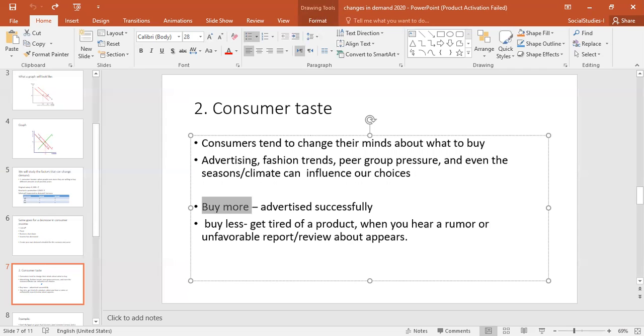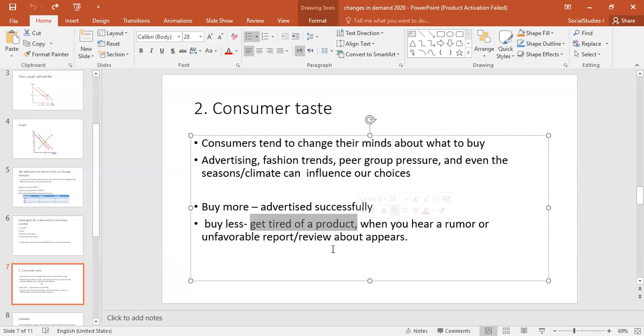Okay. When do you buy less? When can we see a shift inward, or a decrease in demand? When you get tired of a product. For example, let's look at the food business. We could all be sick and tired of eating McDonald's every day. Okay, so let's not order McDonald's today. Let's go for Pizza Hut or KFC. It doesn't have to only be food, it could be anything. I'm tired of using the same makeup.